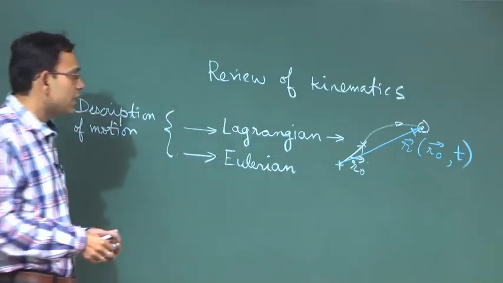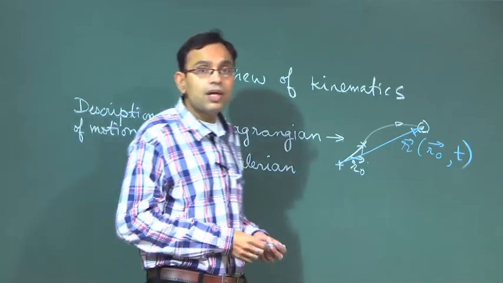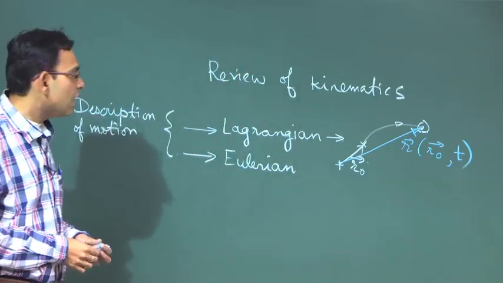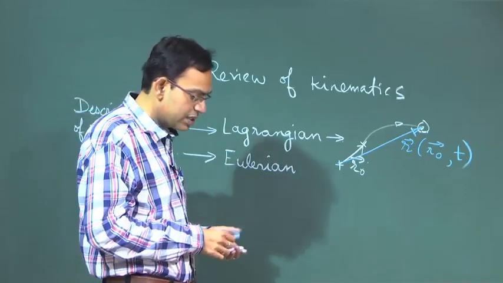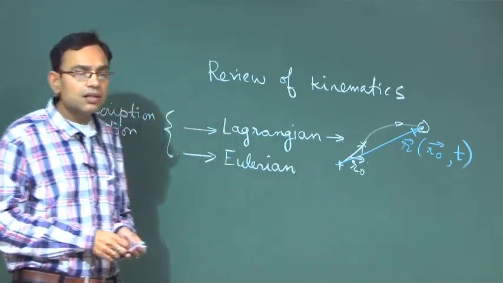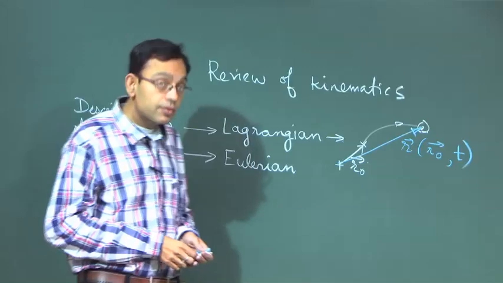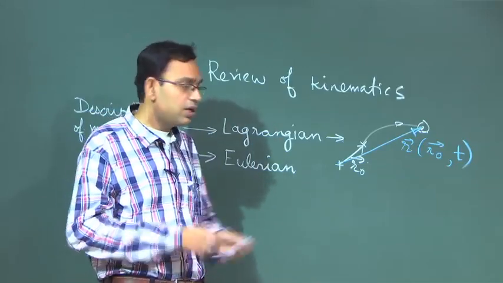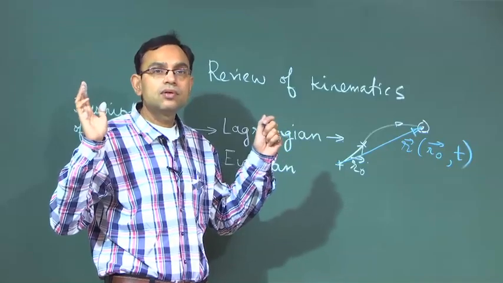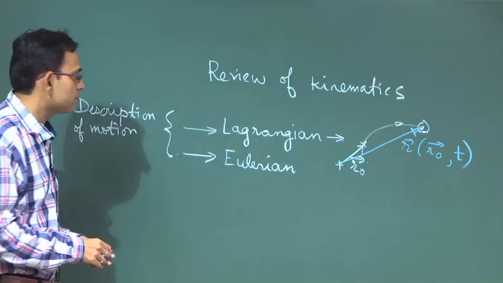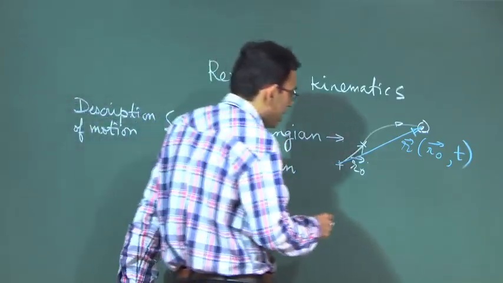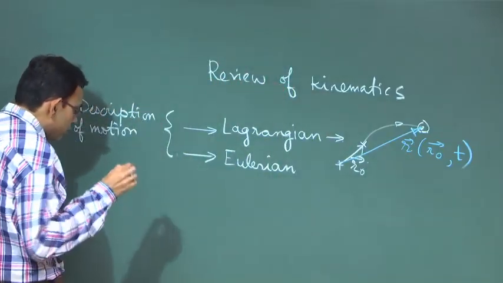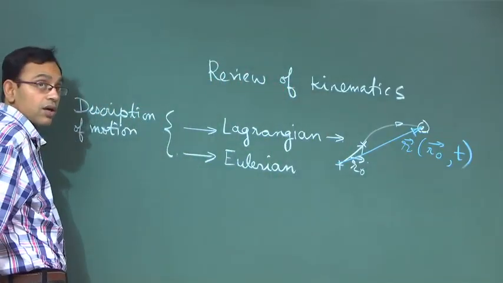So, as an alternative, what can we do? We can go for something which we call the Eulerian description. So, Eulerian description is something like this. Instead of focusing on a particle, you focus on a specific region, or basically what you do is you sit with a camera and focus on a specific zone.